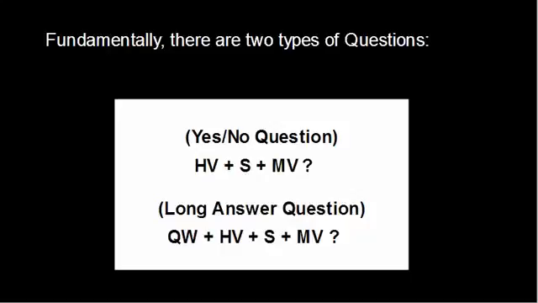This is fundamentally the two types of questions that we have. We have a yes-no question and we have a long answer question. Now, HV means helping verb and S means subject. MV means main verb. And in a long answer question, we also have a question word at the beginning. So as you can see, the components of a yes-no question and a long answer question are very similar. The only difference is the question word.